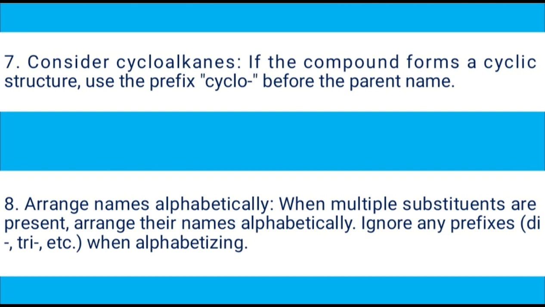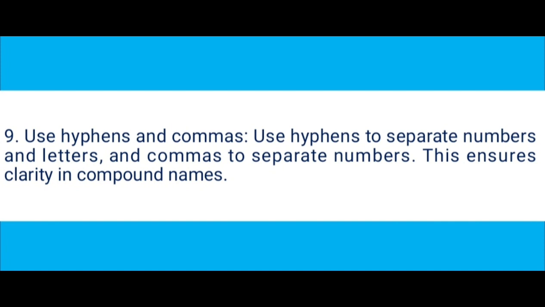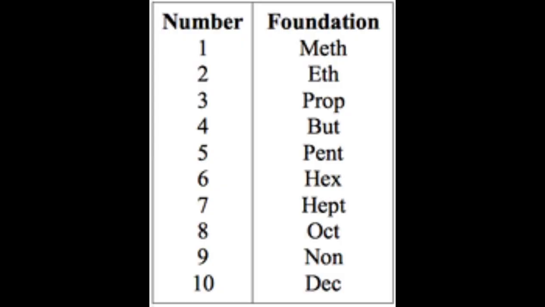But you have to ignore any prefixes like di, tri, etc. For example, if you have the prefix like dimethyl, you do not consider D, you consider methyl, the letter M, not D. You should not forget that you have to use hyphens and commas. Hyphens are used between numbers and letters in order to separate them from each other, while commas are used between numbers to separate them. Here you can see the foundations according to each number of carbon.